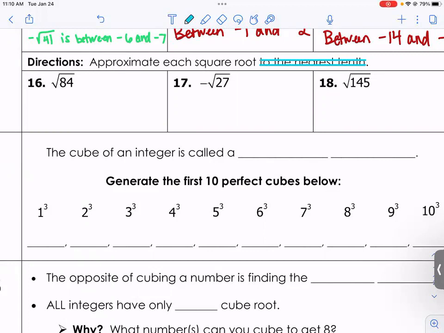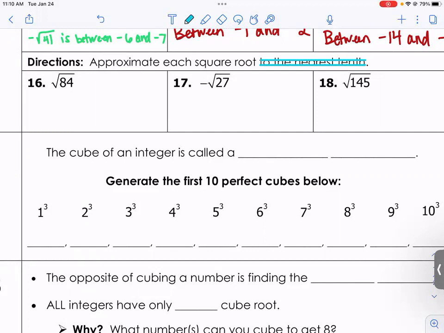All right, Cordell, what do you think about number 16? What's it going to be closest to? Okay, well, let's work on it together. I'm talking to you, Cordell. Ryan, you're not talking. 84, what perfect square is that close to? Look, I am talking to Cordell. Which one is it closer to?